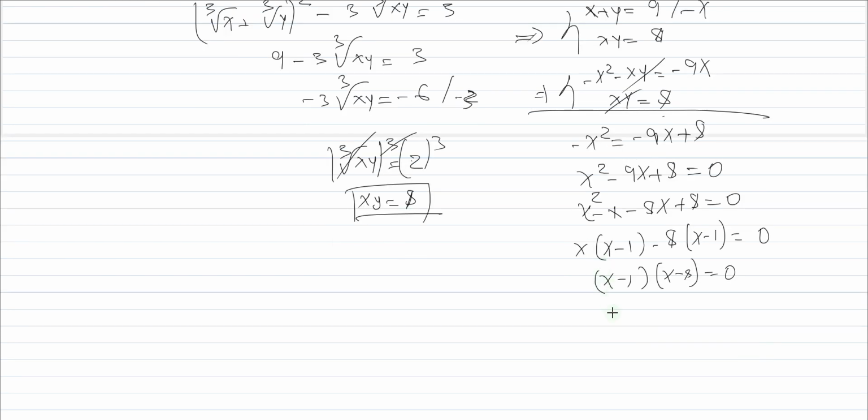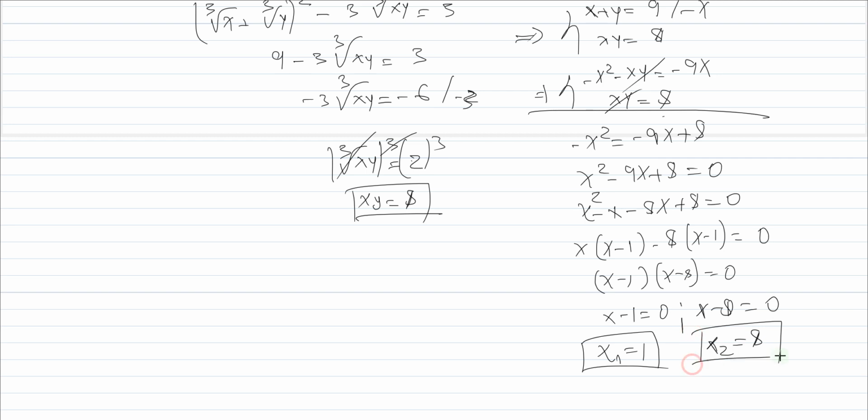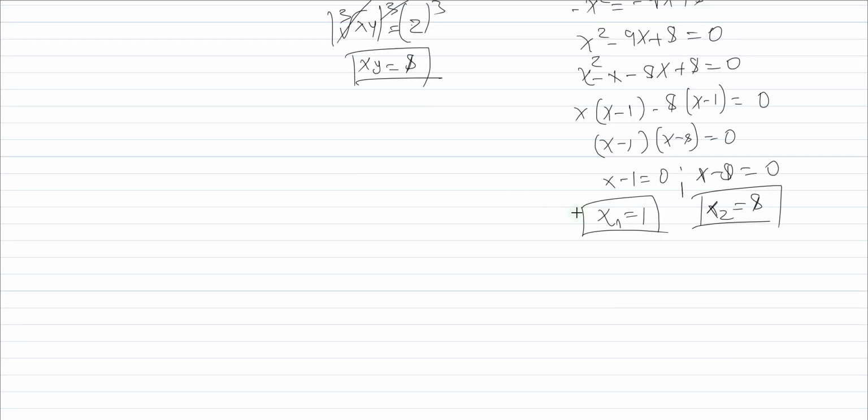Then we have x minus 1 equals 0 and x minus 8 equals 0. So x1 is going to be equal to 1, and x2 is going to be equal to 8. Now, xy is equal to 8, right? So if x is 1, y1 is equal to 8.